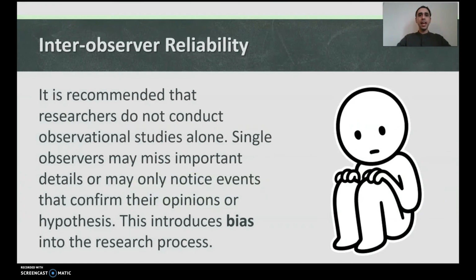Well, it is recommended that researchers do not conduct observational studies alone. We're quite needy people, so we need someone to do it with us. Single observers may miss important details or may only notice events that confirm their opinions or hypotheses. This introduces bias into the research process. So if I was observing people's behavior, I might interpret them in the way that I want to find. It might be conscious, it might be unconscious, but the point is, it's important to not do it alone, so you have somebody else doing it with you to ensure that there's going to be less bias.